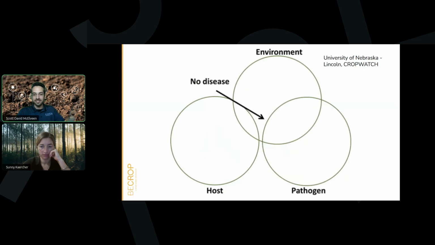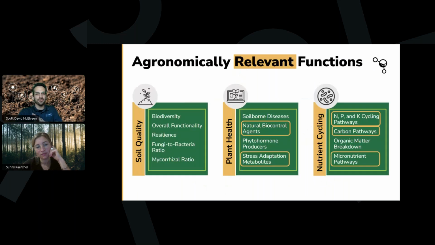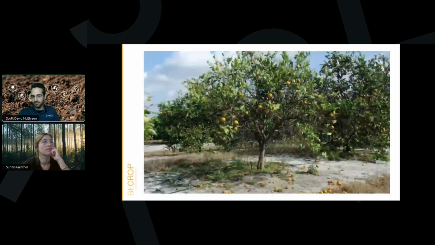If the host is not susceptible, you do not get disease. And so, Sunny, what is the most important difference, the most salient difference between plants and animals when it comes to dealing with threats, dealing with disease and pests?